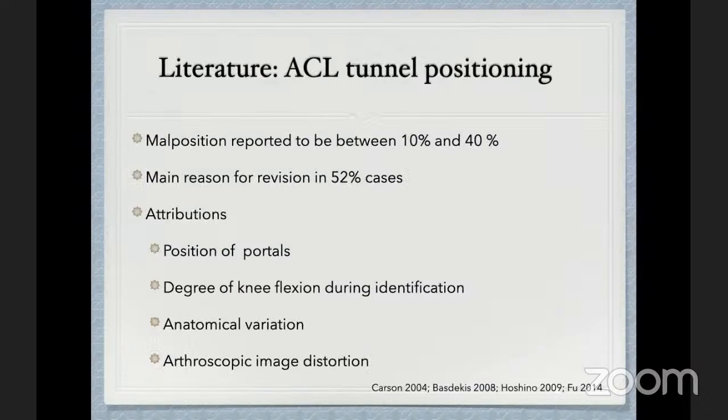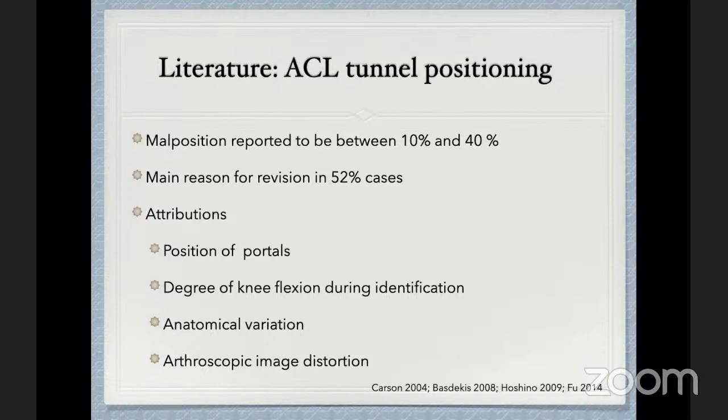Now, what does literature say regarding the ACL tunnel position? It says that malposition has been reported to be between 10 to 40%, and it is one of the main reasons for revision. And it is in 52% cases that you may see it. And this is attributed to the position of the portals. That's why I highlighted the importance of the portals and the degree of knee flexion during identification.